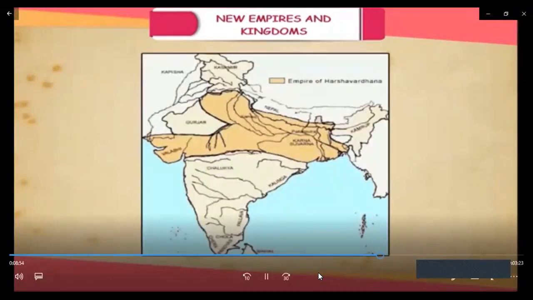Deccan and South India. At the time when Harsha ruled in North India, many small kingdoms emerged in Deccan and South India. The two most powerful of them were the Chalukyas of Vatapi or Badami and the Pallavas of Kanchipuram. We come to know about these kingdoms from a large number of inscriptions and copper plates. The languages used are Sanskrit, Tamil, and Kannada.